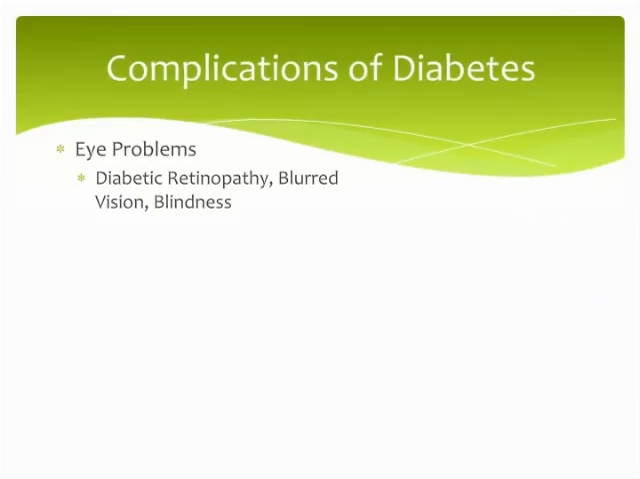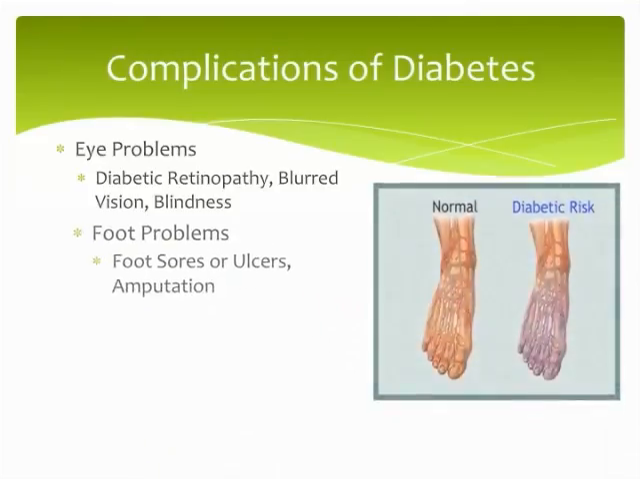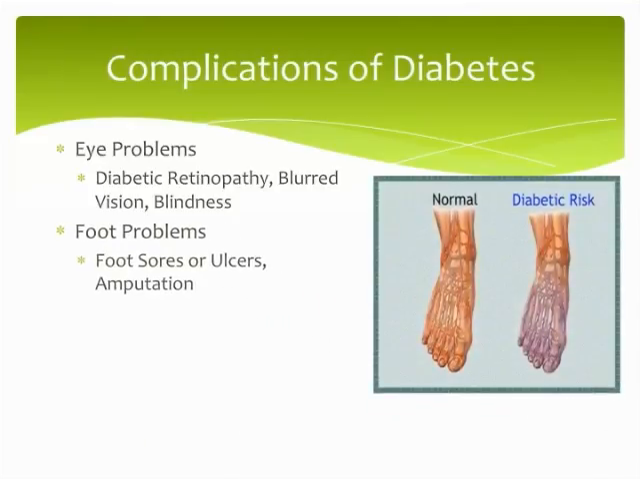Diabetics are at an increased risk for foot problems, such as sores, ulcers, or amputation that occur due to the damage of the blood vessels, which usually start at the feet and move up the leg. This can cause a breakdown in the tissues and an increased time that it takes for a wound to heal.